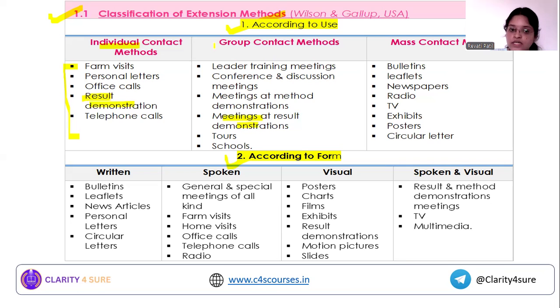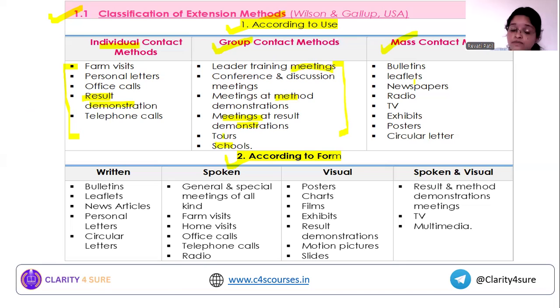Okay, so next, when we want to communicate our message to a group, a group of more than 5 but less than 30 people or farmers, then we are going to choose methods from these. Under this, mostly the meetings will come under group contact methods: leader training meeting, meetings at method demonstration, meetings at result demonstration, and tours and schools. Okay, this is about group contact methods.